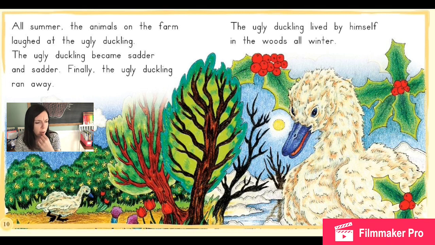Okay, I don't know what that word is. So let me get my lips ready. I see an S, and I know the S sound is S. So let me look at the picture. What would make sense? The ugly duckling became sadder. Oh, because I see that the duckling in the picture looks sad. His face is kind of down. He doesn't have a smile on his face. His face looks kind of sad. So let me see if that makes sense. The ugly duckling became sadder and sadder. That makes sense. Then it says, finally, the ugly duckling ran away.